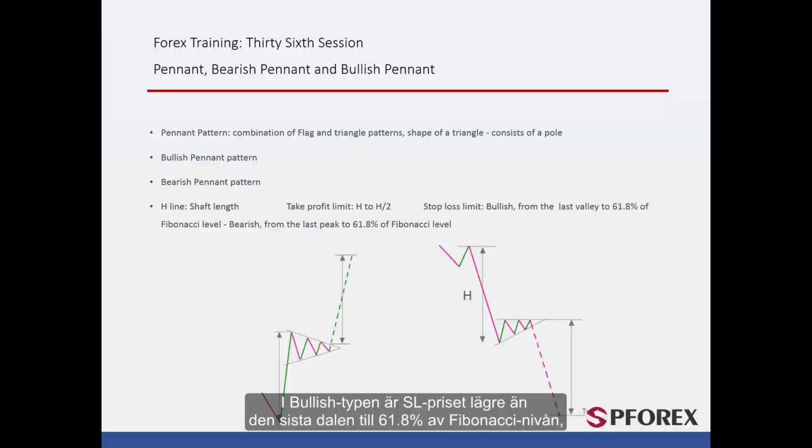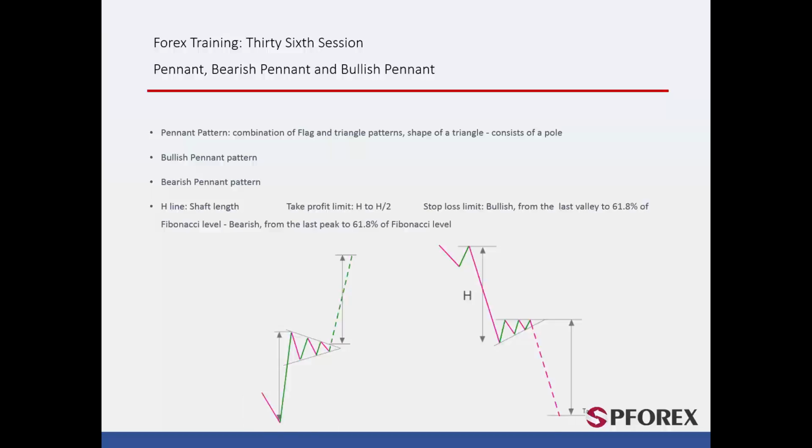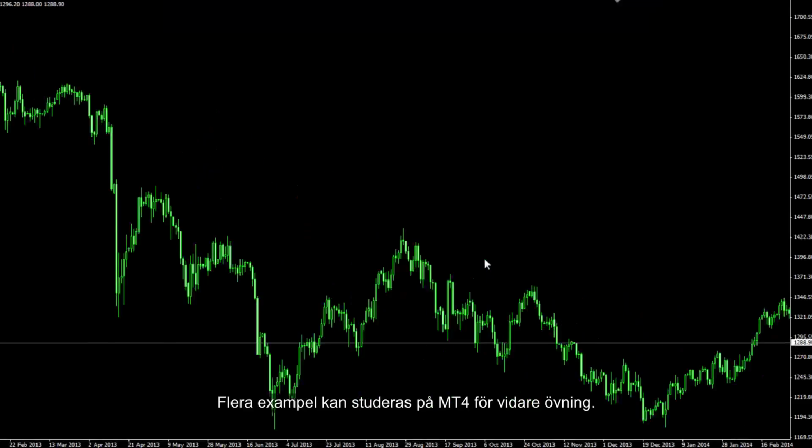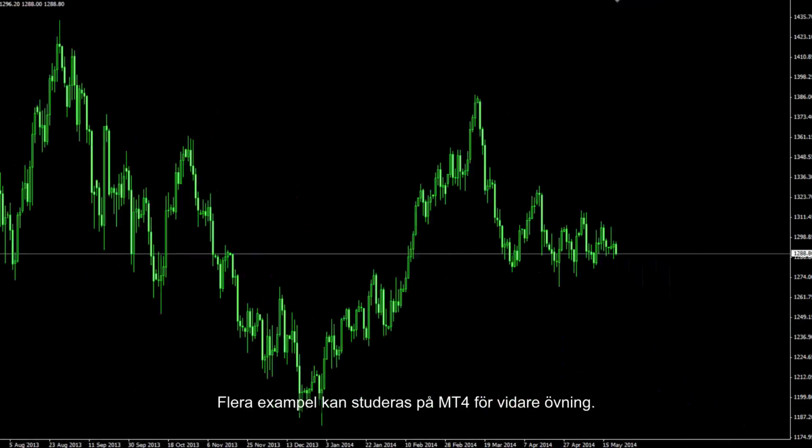In a bullish type, SL price is lower than the last valley until 61.8% of the Fibonacci level, while SL price in a bearish mode is above the last peak until 61.8% of the Fibonacci level. Several examples can be reviewed on MetaTrader 4 for further practice.